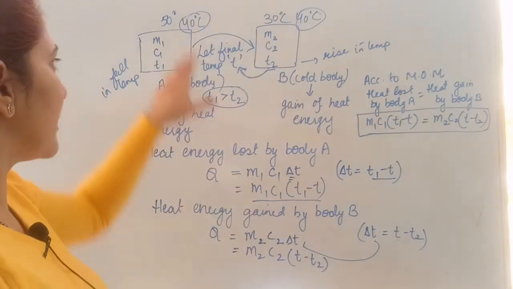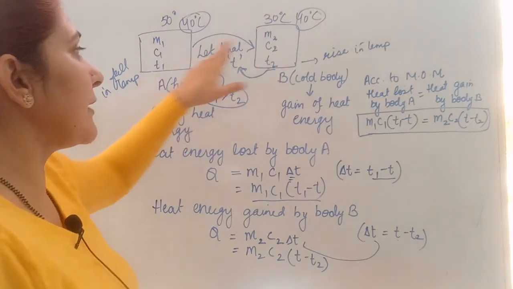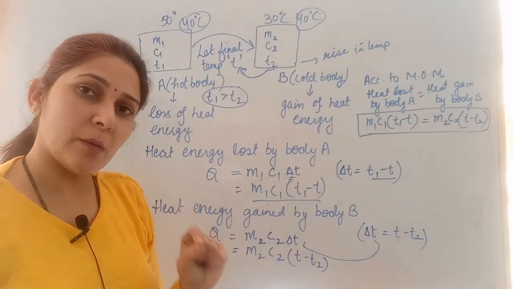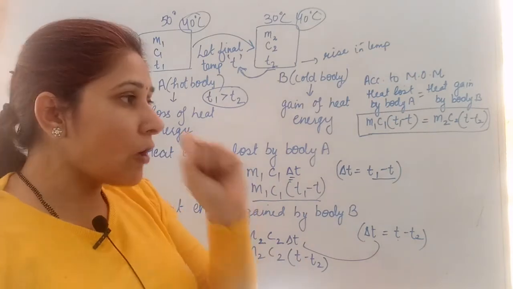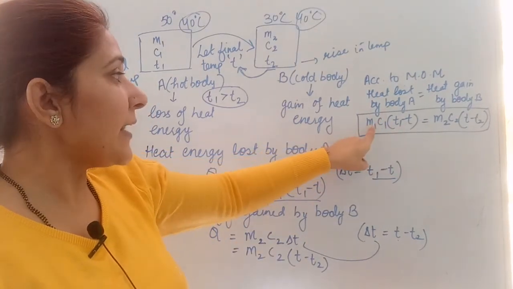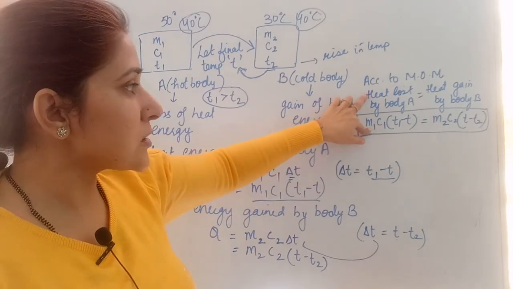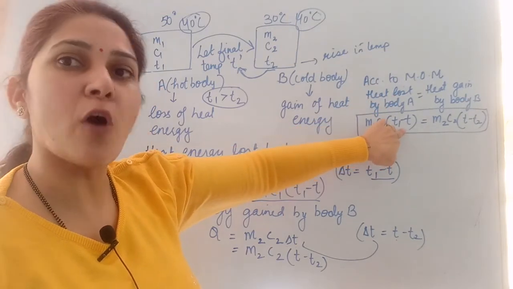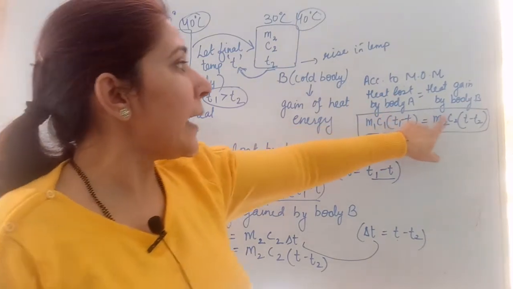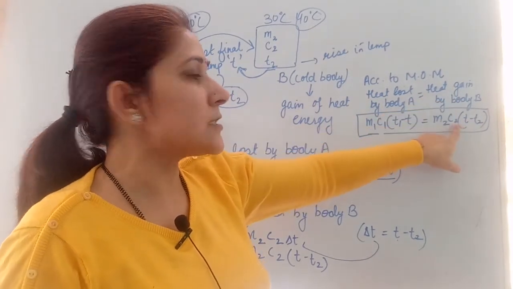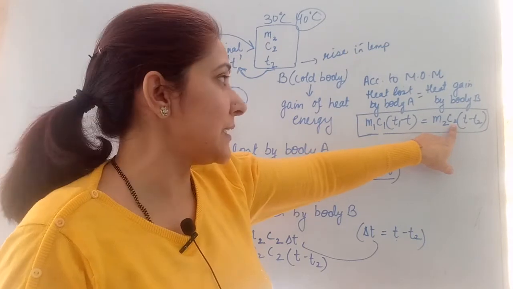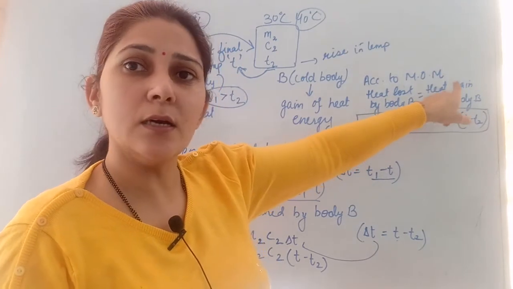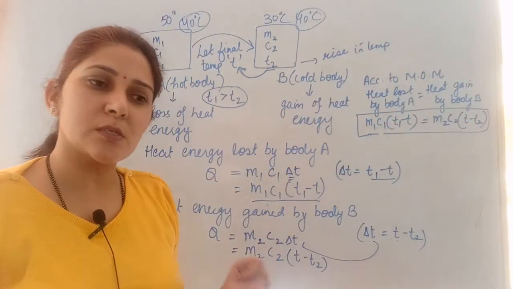When two bodies of different masses, different specific heat capacities and different temperatures are mixed together or brought in contact, how can we write the principle of calorimetry mathematically? We use this equation, where m1 is the mass of the body which lost the heat, c1 is its specific heat capacity, and T1 minus T is the fall in temperature. m2 is the mass of the object which gains the heat, c2 is its specific heat capacity, and T minus T2 is the rise in temperature.